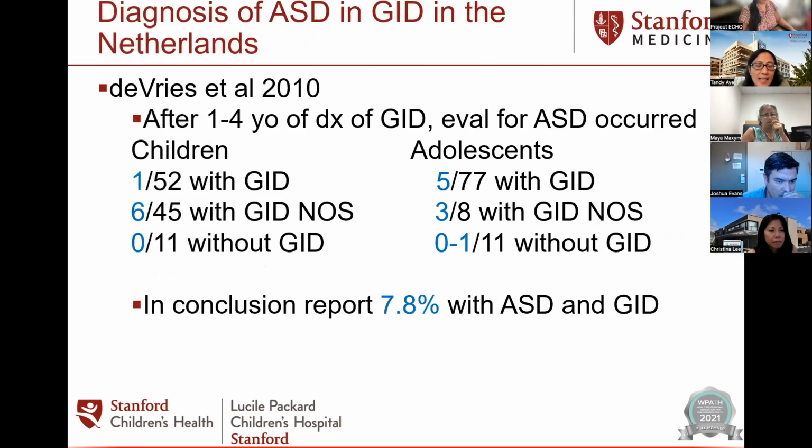Then what they did is, 1 to 4 years after the gender dysphoria, they said, well, how many people actually have neurodiversity or autism also associated? And you can see that the conclusion in the report was only about 7.8%, which is a lot smaller than the numbers we've been hearing, that up to a quarter to 30% of the patients have an overlap, so those with ASD have gender dysphoria. So it's really important for us to look at this more carefully before we just put out percentages too.